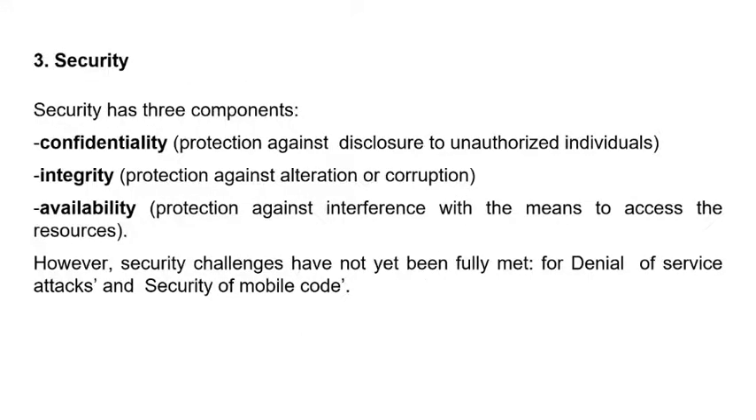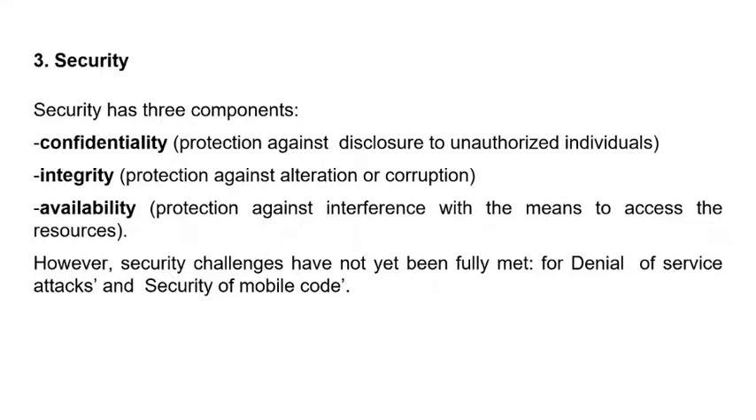Third one is security. As we already know, security in terms of confidentiality, integrity, and availability must be ensured while implementing a distributed system. Confidentiality means protection against disclosure to unauthorized individuals. Integrity means protection against alteration or corruption. Availability means protection against interference with the means to access the resources.